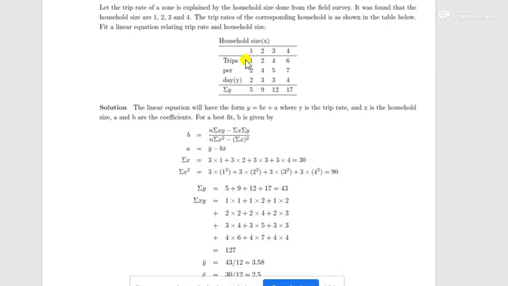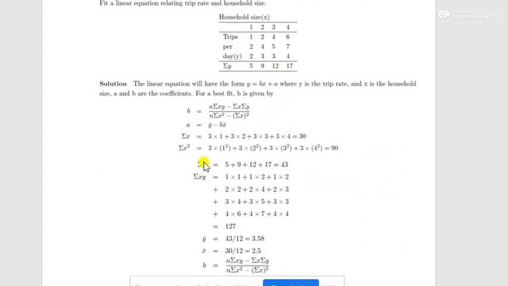Number of trips means this one: 1, 2, 3, 4, 5, 6, 7, 8, 9, 10, 11, 12. A total of 12 trip generating points are in the table. So n is 12 for this case, x is 1, 2, 3, 4, and y is all the survey results given in the table. These values are y.